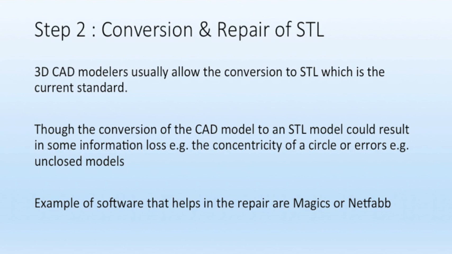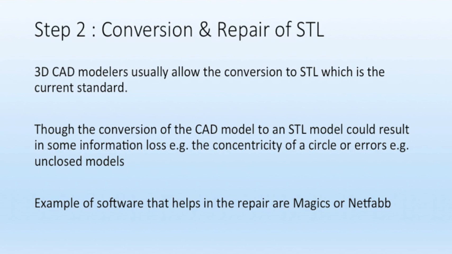But the conversion from the CAD model to an STL model could result in information loss. For example, if in the 3D model you draw a perfect circle, when you convert it to an STL model, your circle might not be perfectly cylindrical, concentric. But that's probably not so much of an issue. However, if you design something with a complex shape, when you convert it to STL, there is a possibility that there are some inherent defects that result from this conversion.